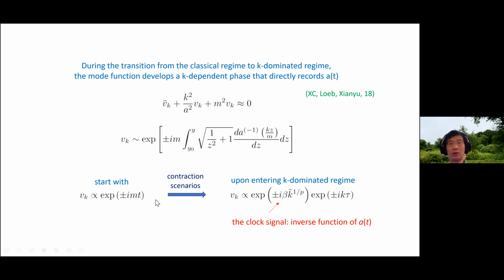So for the contraction scenarios, early on, this massive field will be dominated by these harmonic oscillations. The mass dominates. And eventually, the horizon dominates, so you have harmonic oscillations in the tower space. During the transition, the crossover that I mentioned previously, this mode picks up a phase that has a dependence on K, the inverse function of A of t.